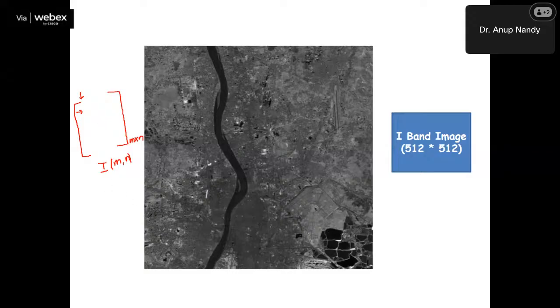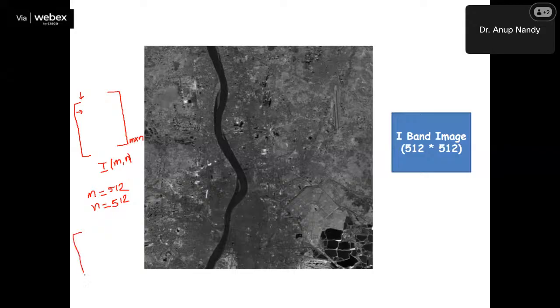Now each image size is 512 by 512, which means m is equal to 512, and n is also 512. So this is an image, and you are given these 4 images. That means you are given this 4-dimensional feature vector.